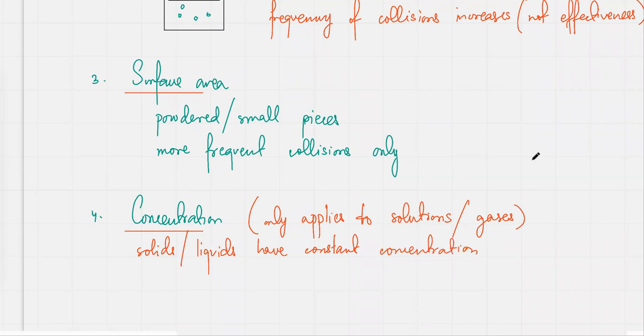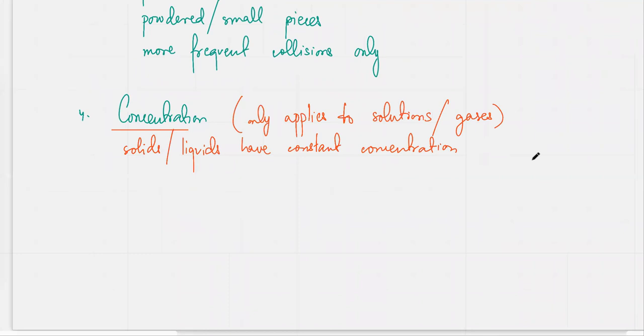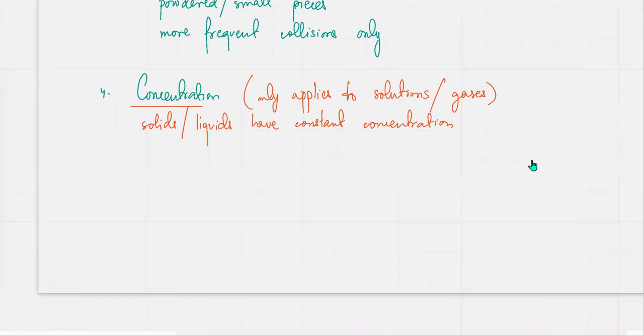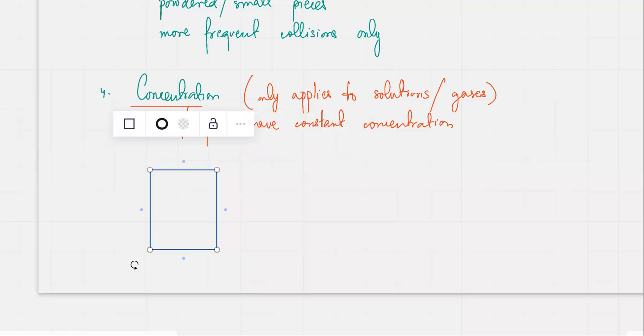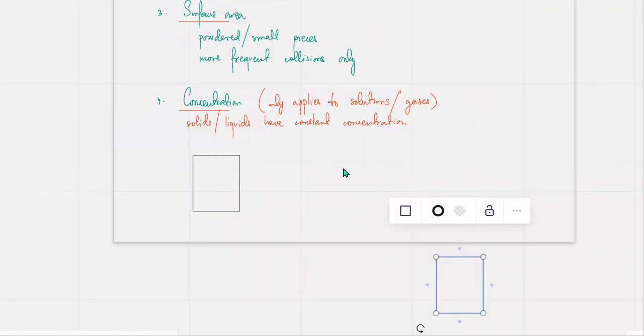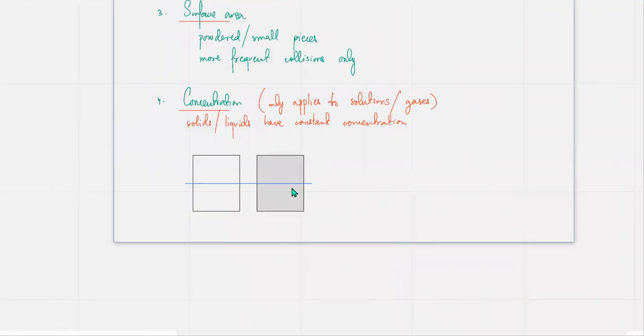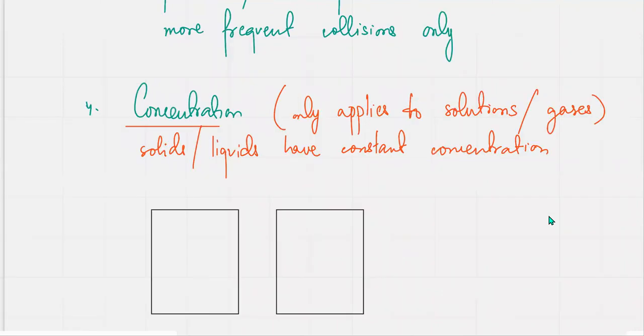Now, the first thing is you have to understand what concentration is. Concentration is simply the closeness of the particles. That is what concentration is. Like if you have a beaker and you've got another one. Okay, so here's your second beaker, and it's got two solutions. So the term concentration refers to how close the particles are.